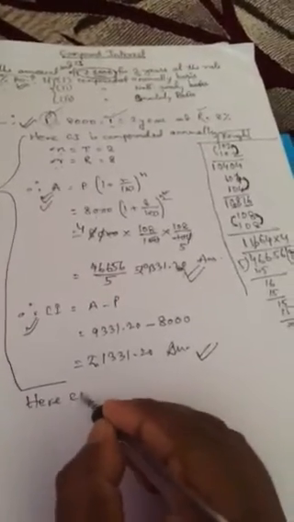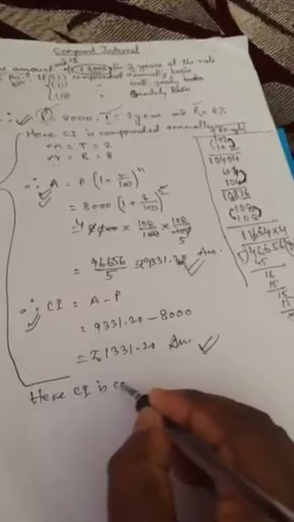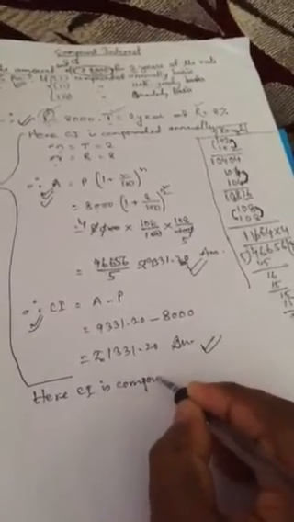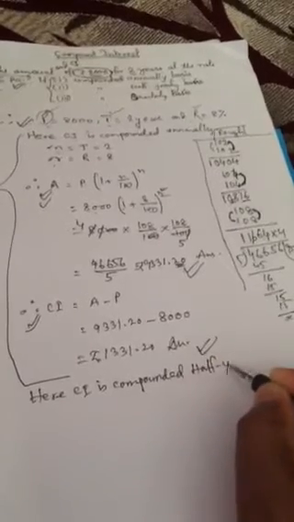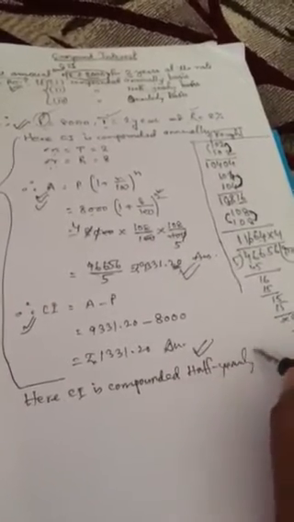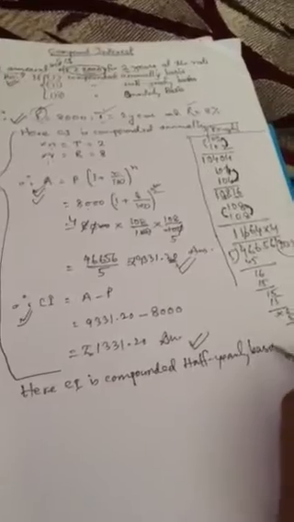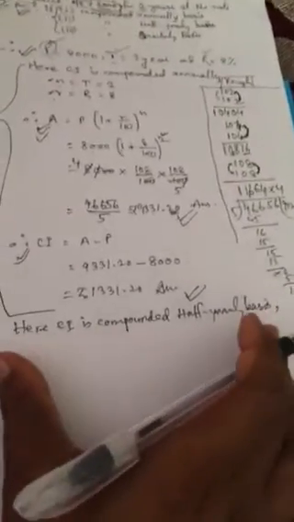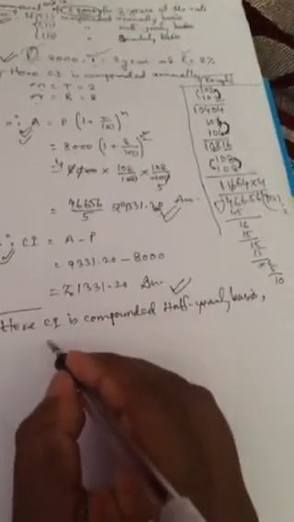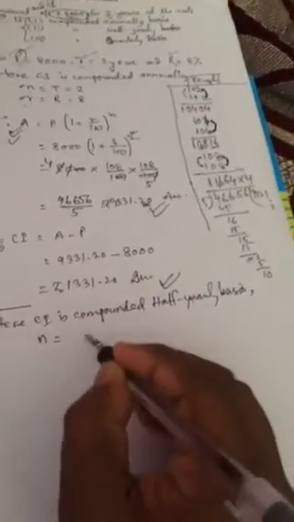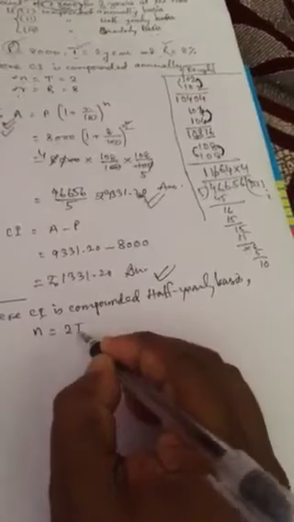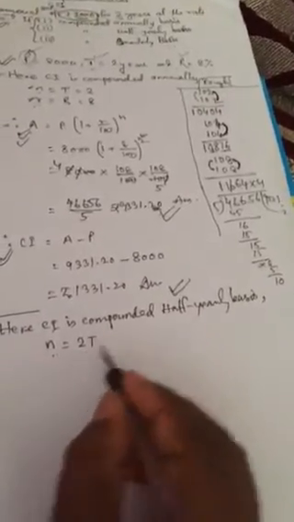CI is compounded half yearly basis. Okay, CI is compounded half yearly basis. In case of half yearly basis, n will be equal to 2t. N will be equal to 2t.